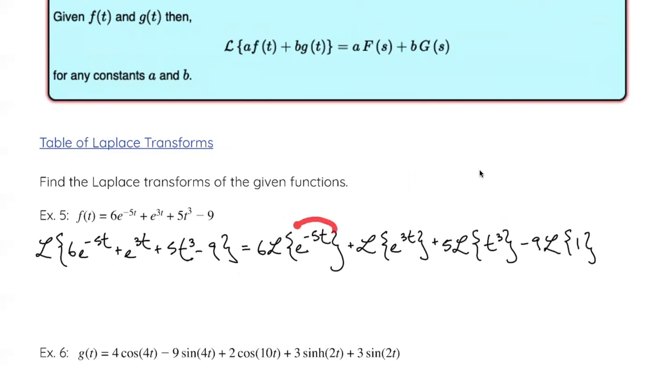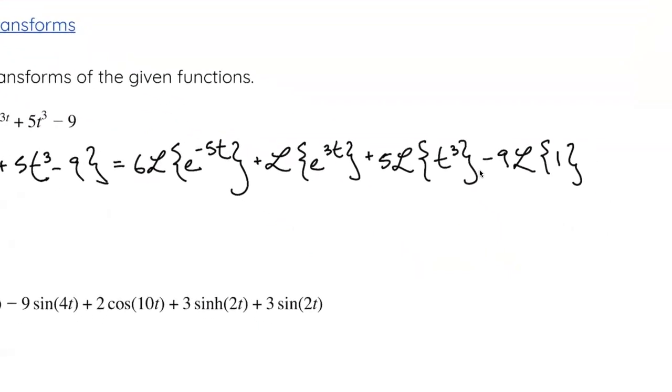And if you look, you should be able to find each of these on the table, right? You just have to be really careful about plugging things in to the formula you see on the table. Sign mistakes here, like a positive or negative, are costly. So if we were in class, I would ask you to tell me what the Laplace transform of e to the negative 5t is.